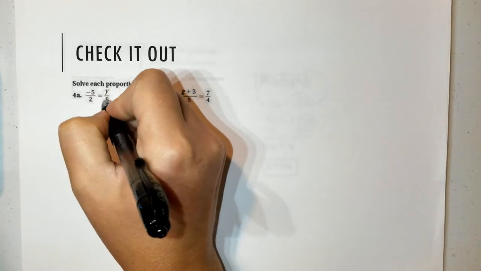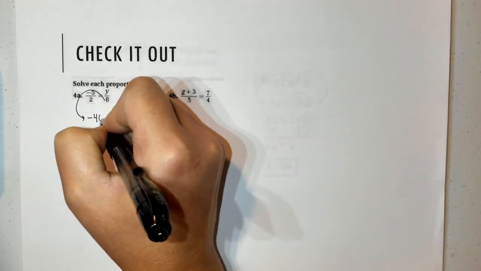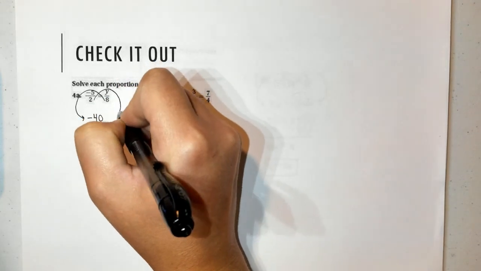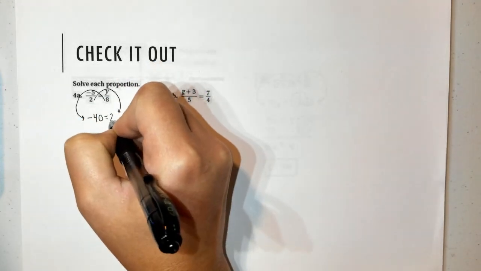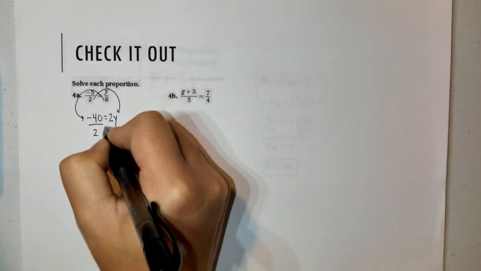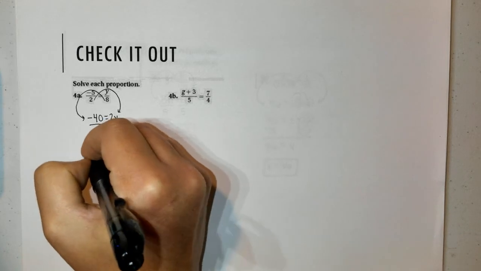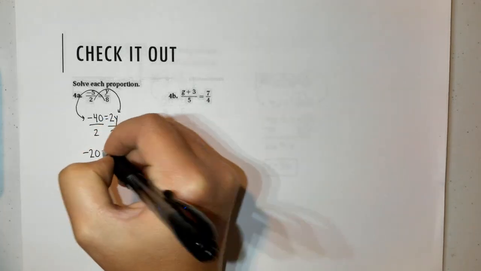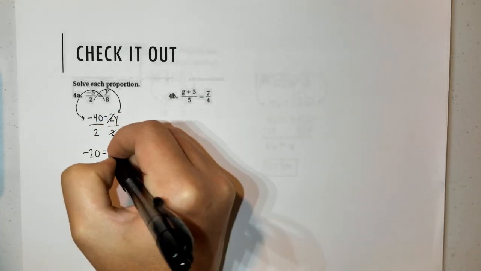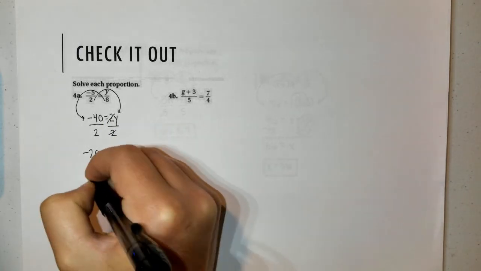All right, the first one. We have 8 times negative 5 gives us negative 40. 2 times y gives us 2y. Then we're going to divide both sides by 2. Negative 40 divided by 2 gives us negative 20. Equals 2 divided by 2 is 1, so we're left with y. So y equals negative 20.